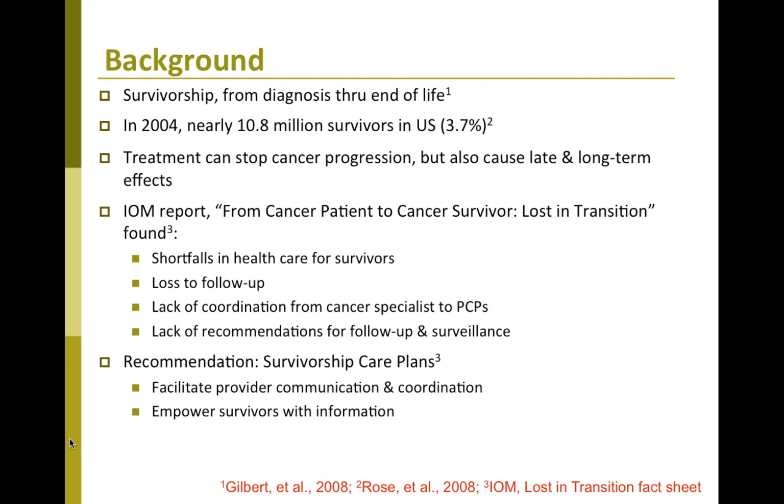So in 2004, when we were working on this study, nearly 11 million survivors were in the United States, and that's way more now. So treatment can stop the progression, but there are also late and long-term effects from the treatment and from the cancer itself, but mainly from the treatment. We all know people who've gone through chemotherapy or radiation, and there are things that they have to look out for or get tested for the rest of their lives.